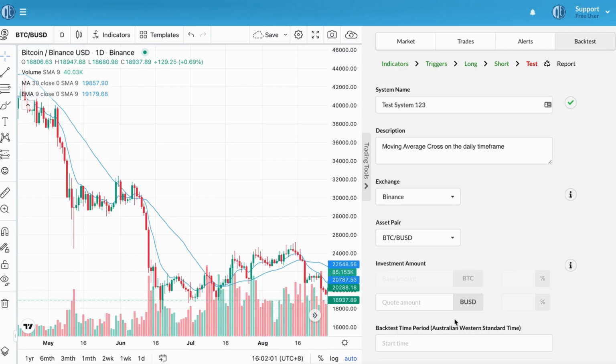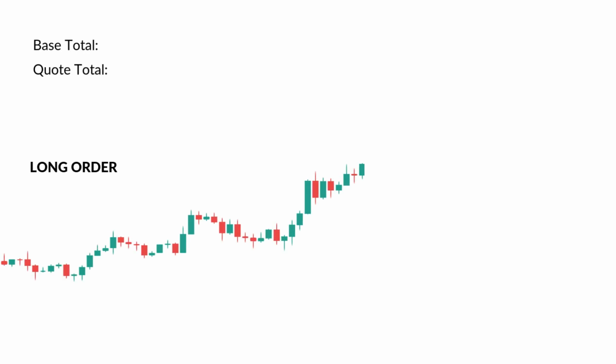As the system we created only triggers long positions, it's only possible to enter a quote value. Had the system been created to execute long and short positions, the option to enter a value in both inputs would be available, however, not absolutely necessary. For example, a system that executes long and short positions may only have a quote balance to begin with.